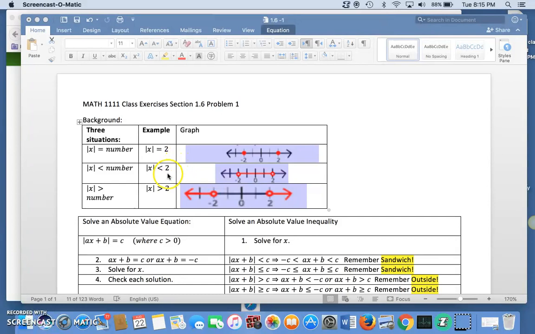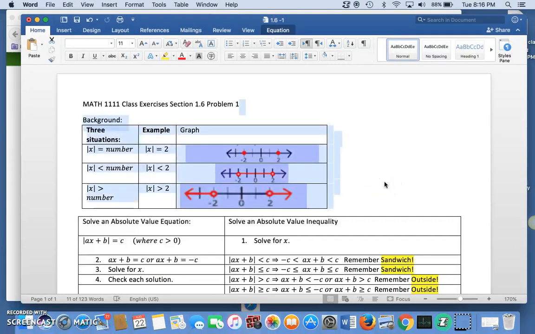And dealing with a 2 here, just kind of randomly. If it's less than 2, then it's going to be between the negative 2 and the positive 2. Absolute value is the distance from 0. Greater than 2, it's either going to be greater than positive 2 or less than negative 2. Goes outside. The further away from 0 you get, the larger the absolute value.